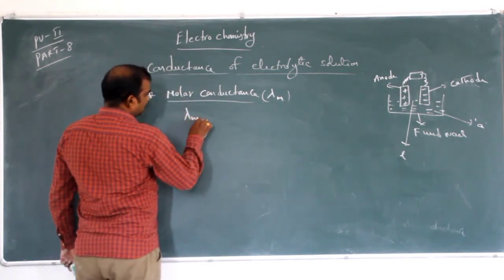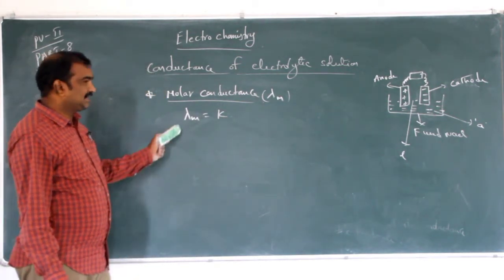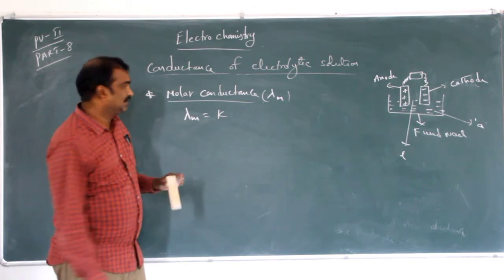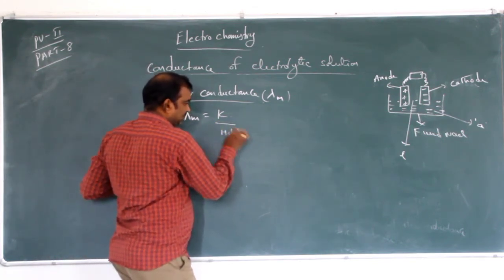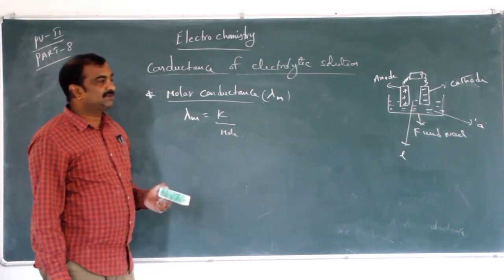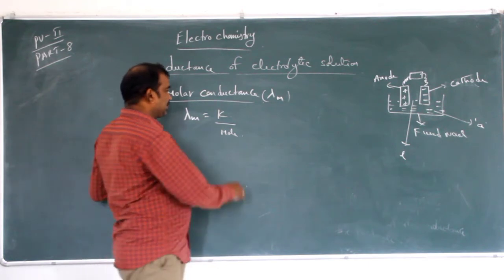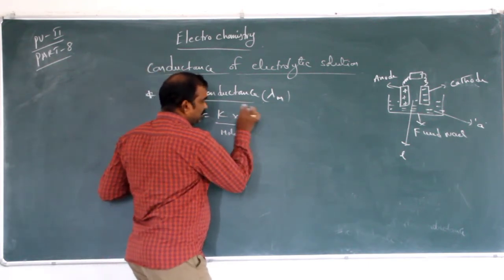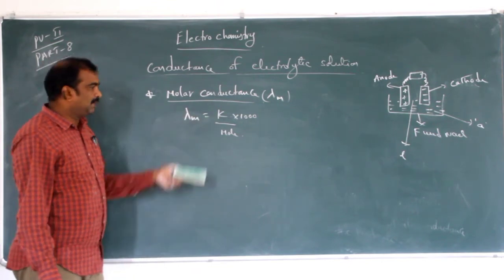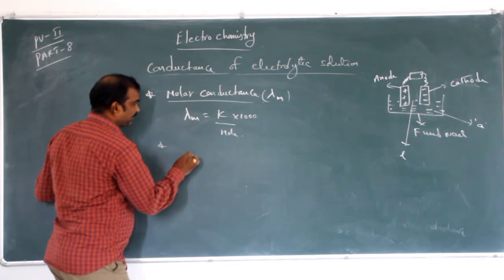Molar conductance is equal to the specific conductance of 1 mole of electrolyte placed between the two electrodes of length L and area of cross section A. So here we can indicate it as into 1000 by 1000, taking 1 mole per liter.